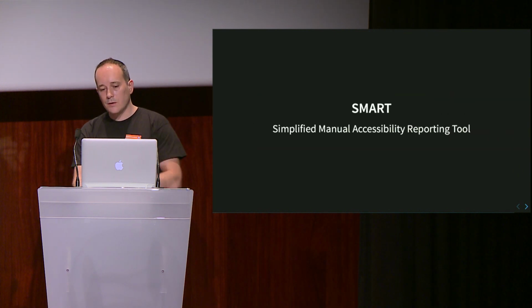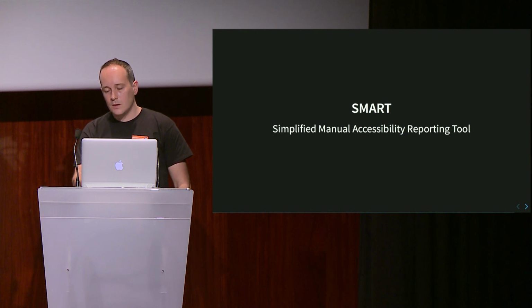So there are things that you need to do manually. And for that, we also have another tool. This one is not open source. It's not free either. So far, it's available to the DAISY members, and we're still thinking about how other people can use this tool. It's called SMART. It stands for Simplified Manual Accessibility Reporting Tool, and I can very briefly show you how it looks.